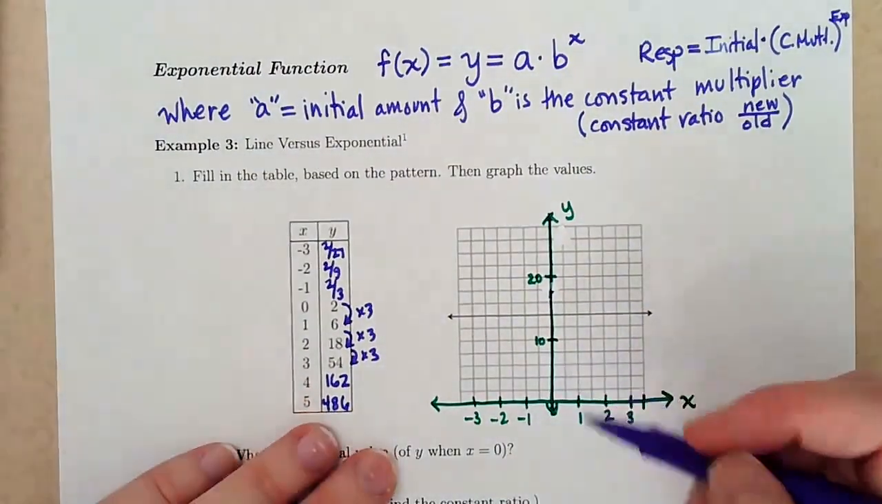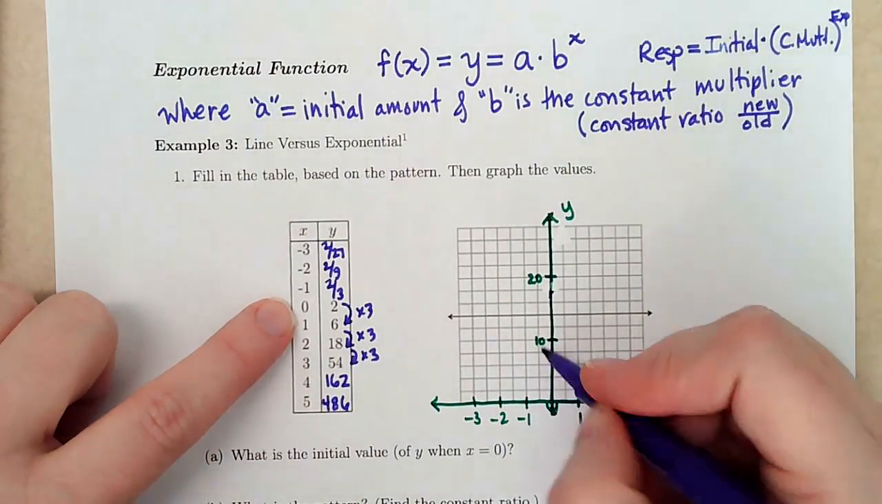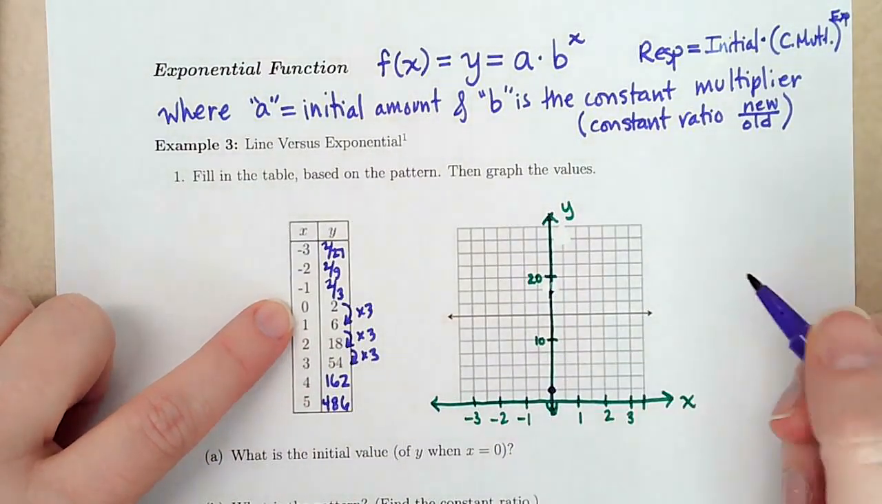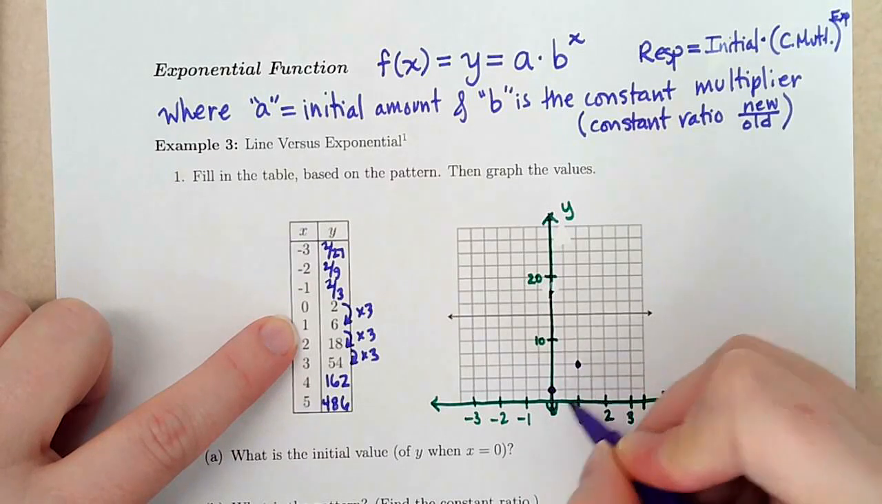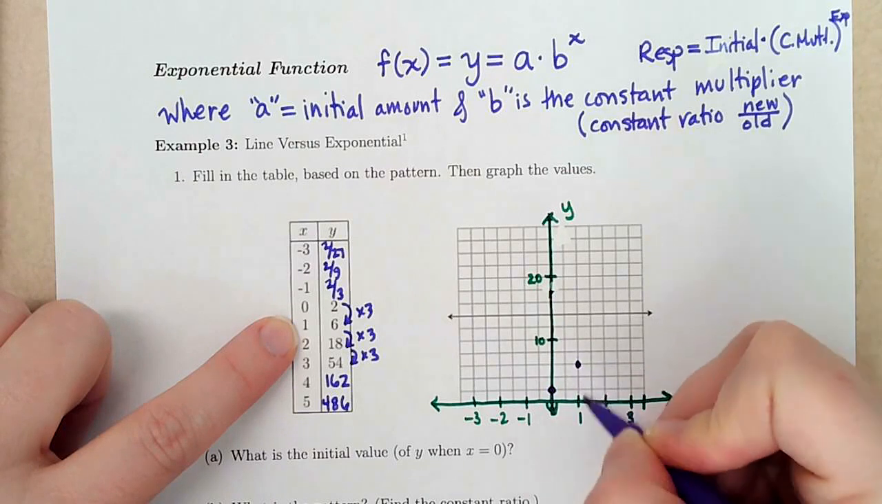So I'm cool. 0, 2. So that's there now because I'm counting by twos. 1, 2, 4, 6. So 1 to the right, up 6.